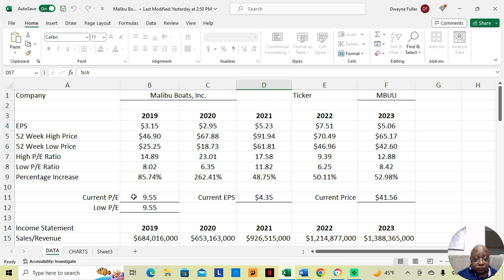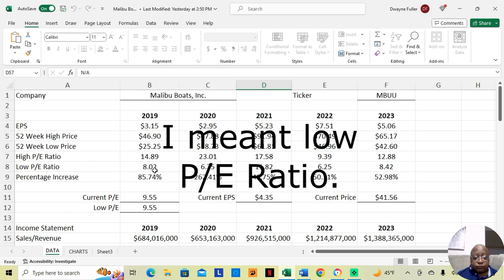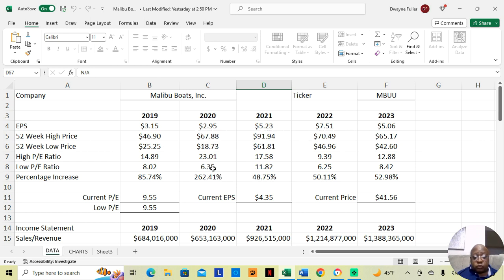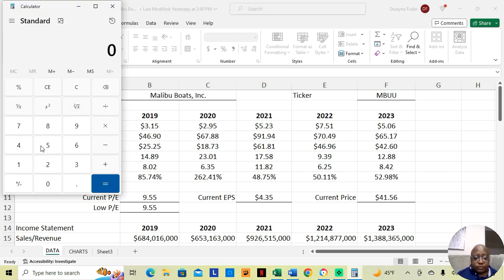Now, they're at a current PE of 9.55, earnings per share 4.35, and let's see where their low PEs were in the previous years. 8.02, 6.35, 11.82, 6.25, and 8.42. Let's say that this stock was to fall back to its low PE of 6.25. That was the low PE in 2022.